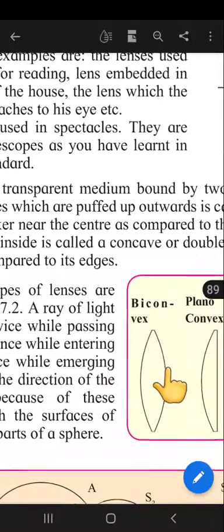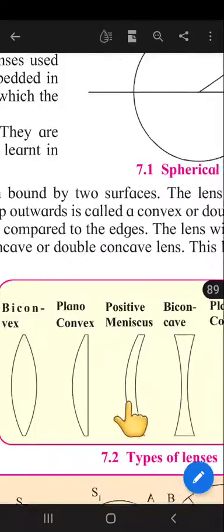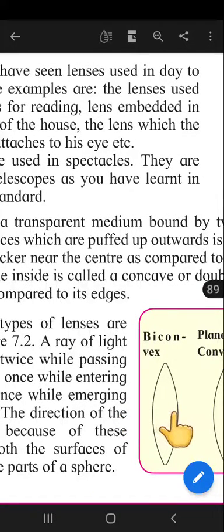This lens is called a convex lens and this lens is called a concave lens. Now we'll define what a lens is. A lens is a transparent medium bound by two surfaces.